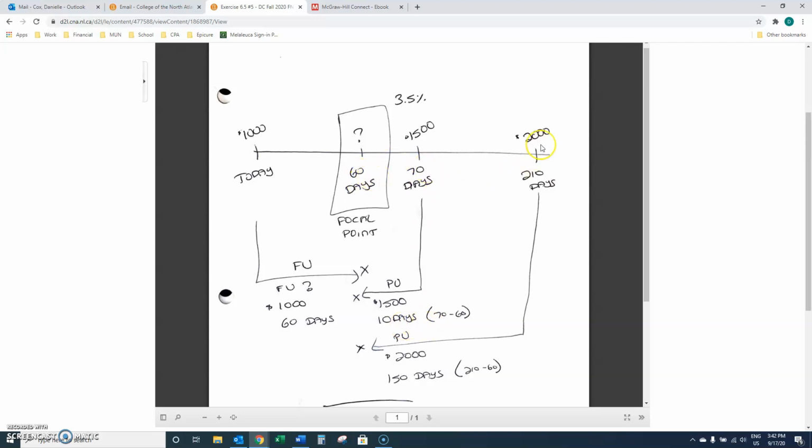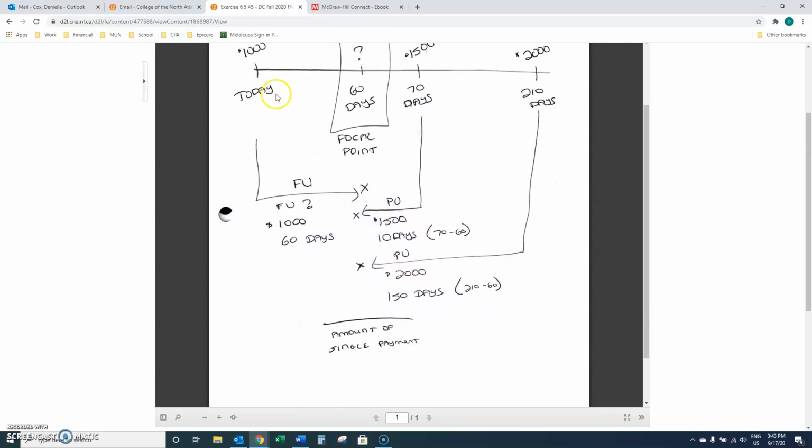I also need to calculate the value of the $2,000 that we're going to receive on day 210, what the value of that is on day 60. Again, I'm going to calculate the present value of this future amount of money. I need to calculate the present value of the $2,000, but it's not 210 days because we're looking at it at day 60. So it's 210 days minus 60 days, which is 150 days, that I need to get the present value.